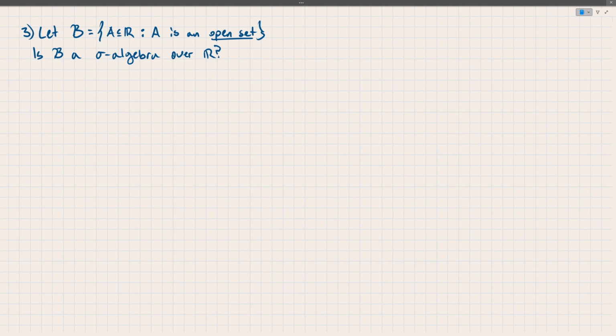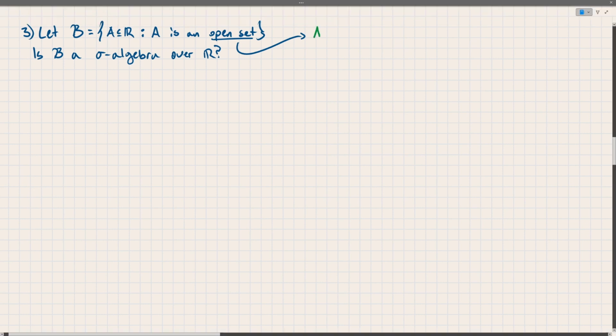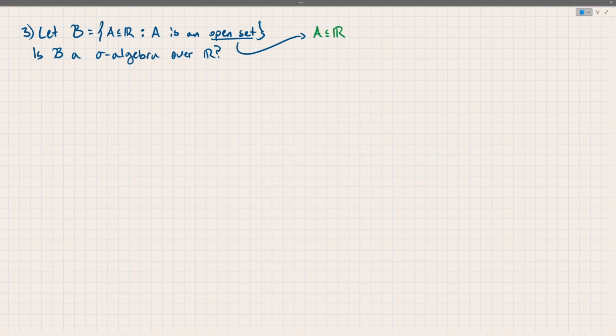And then finally, let's determine if this collection of sets is a sigma algebra over R. So we're given a collection B of subsets of R, and it's the collection of open subsets of R. Just to review, since we're in the mood for reviewing, what's an open subset of R? And I'll use a different color. We'll say that A is a subset of R.